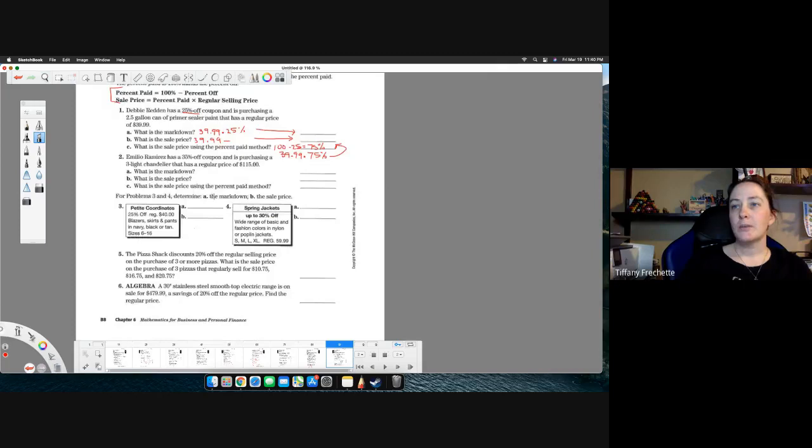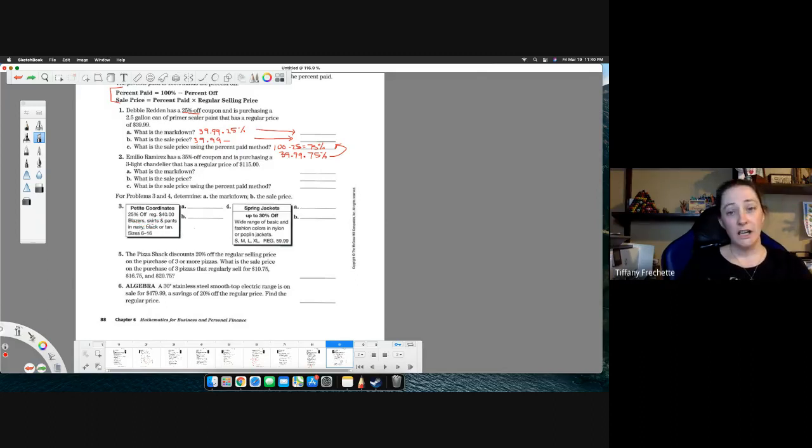So in part A, they want us to calculate the markdown. In part B, the sales price. So 25% off, regular $40, and then they give you a description. Does it really matter what the description is? No, it's just context. It's just giving you details here that we truly don't need.